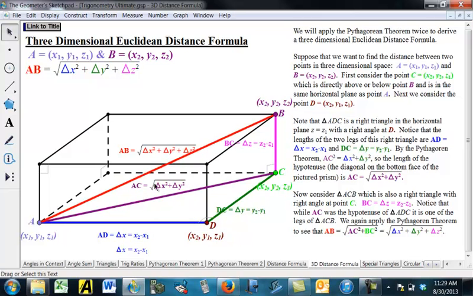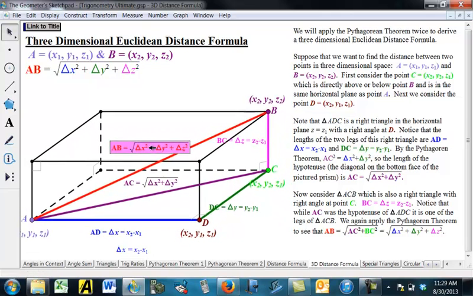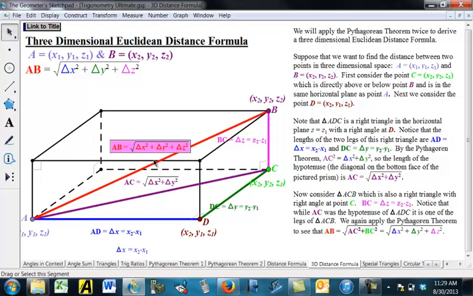So we square this side and the square and the square root cancel each other out. So this becomes delta x squared plus delta y squared, plus we square this one, delta z squared, and then from there we take a square root to find that distance. We see that the distance we're looking for is the square root of delta x squared plus delta y squared plus delta z squared.